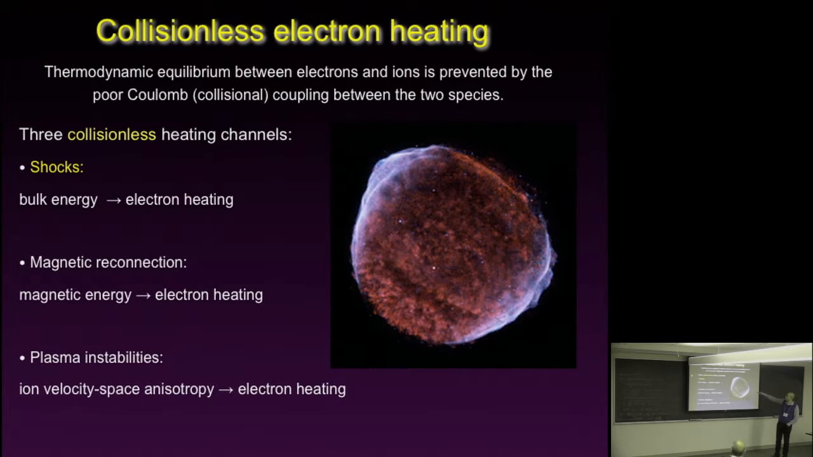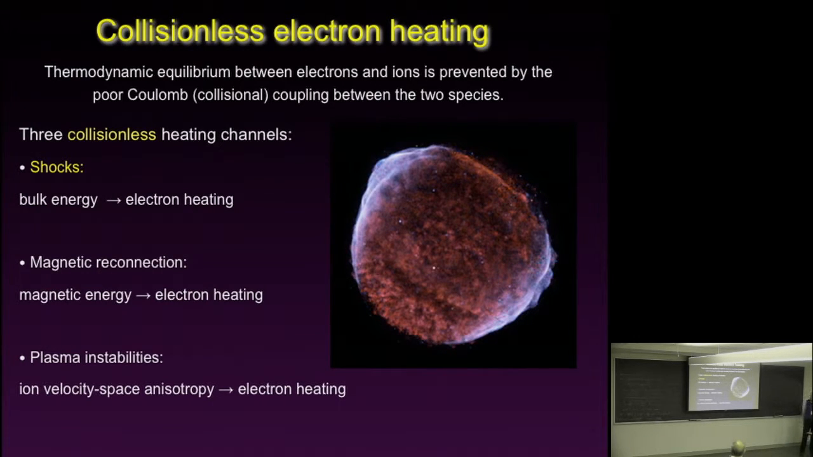The first one is shocks. We heard about shocks this morning already. My one sentence definition of shocks: these are compressions in density, pressure, and temperature that happen when you have a supersonic flow. This is true, for example, in supernova remnants, which are the remnants of exploding stars. In many astrophysical systems, the shocks are collisionless shocks. And we do see that the energy, which is primarily in the ions initially, is partly transferred to the electrons. So shocks are a good way for energy transfer from bulk kinetic energy to electron heating.